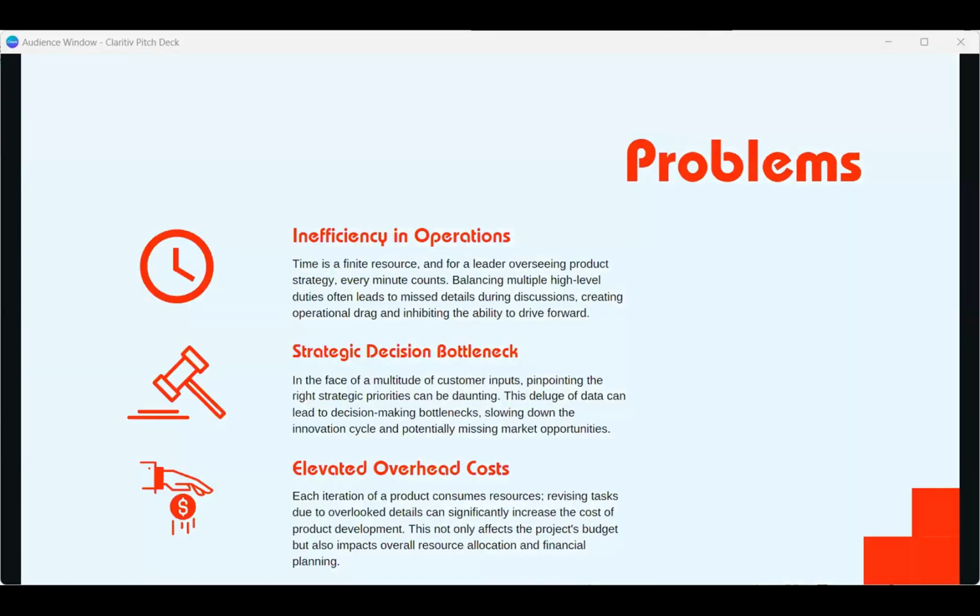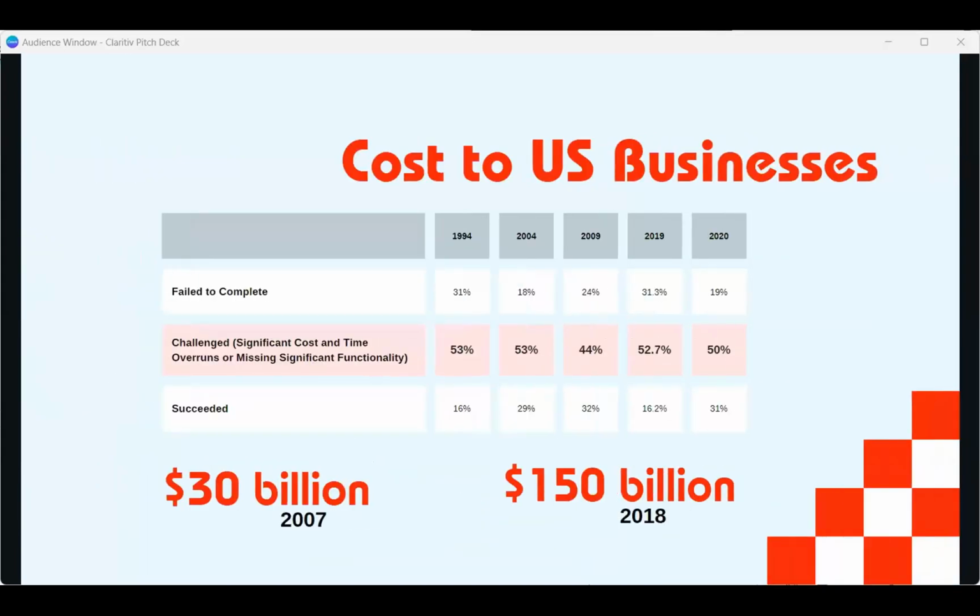However, Claire has a problem. She's stuck in back-to-back meetings, as with most product managers, and to do her work properly, she has to multitask, which causes a lot of details to be missed. Claire gets so many feature requests from customers that she has difficulty deciding what to build. And due to those missed details, additional costs are incurred in development due to rework in the code. At a macro level, 50% of projects in the US overrun in costs. So Claire, in this case, is not alone. This problem costs US companies billions of dollars. In 2018, I think it was 150 billion.